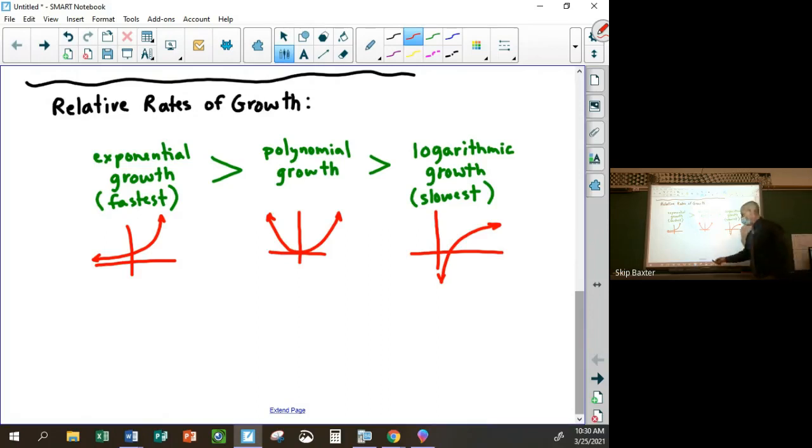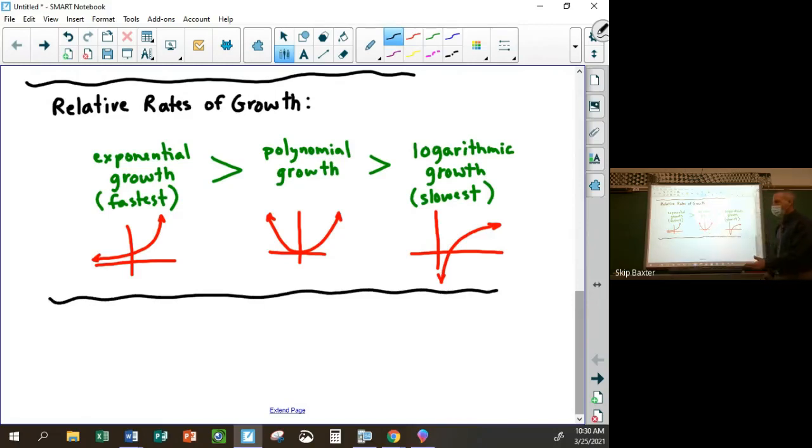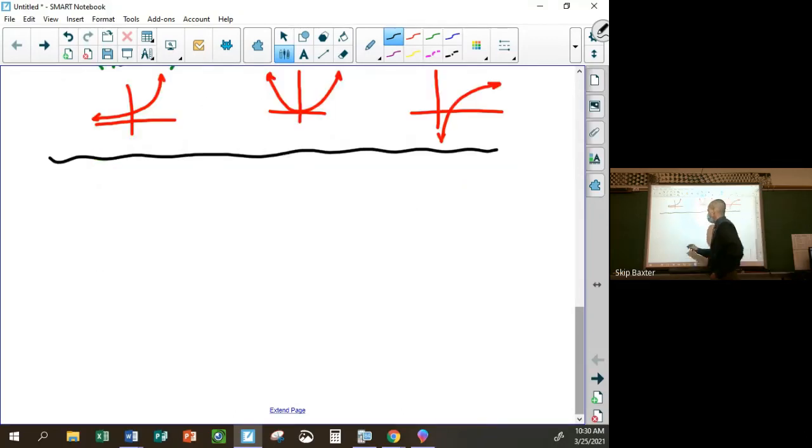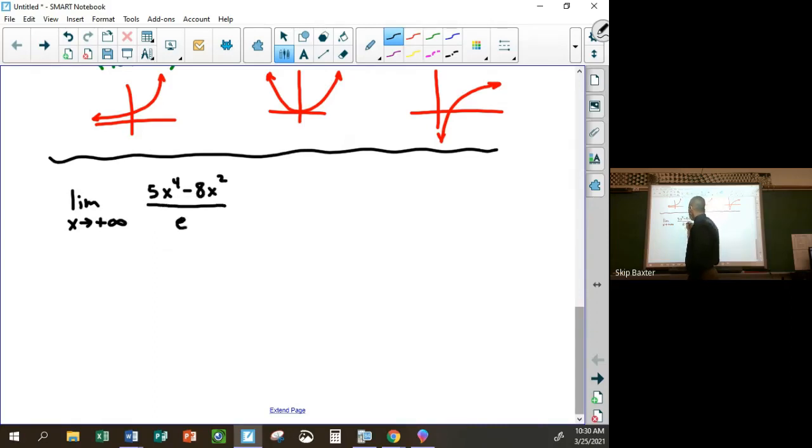Why this is important is because sometimes you'll have a function that involves exponentials and polynomials, or logarithms and exponentials, or polynomials and logarithms, or something like that. And you can just compare rates of growth to determine the limits. Like, for example, if I had the limit as x goes to positive infinity of 5x to the fourth minus 8x squared over e to the x.